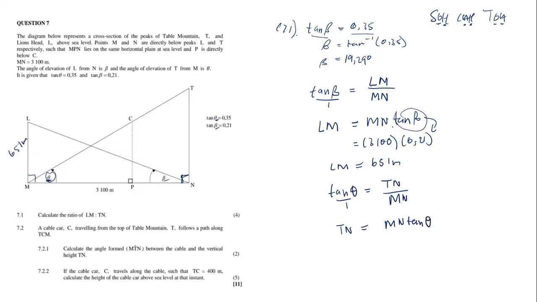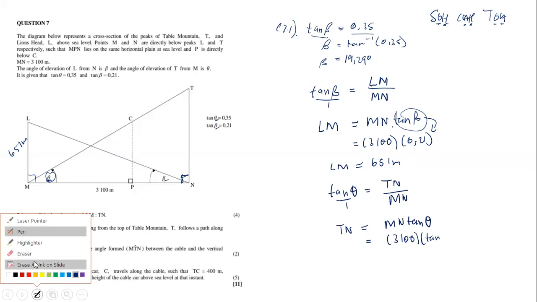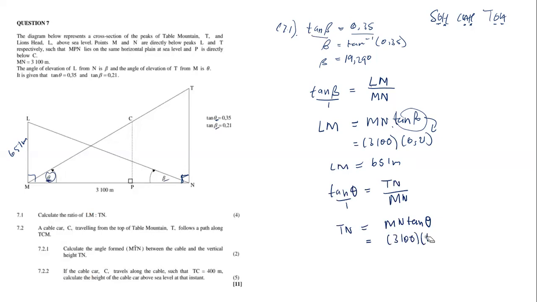So now, let us do the substitutions. What is the magnitude of Mn in this case? Mn is provided to be 3,100 meters, and our tan theta in this case is equal to how much? tan theta is 0.35. Yes, 0.35.